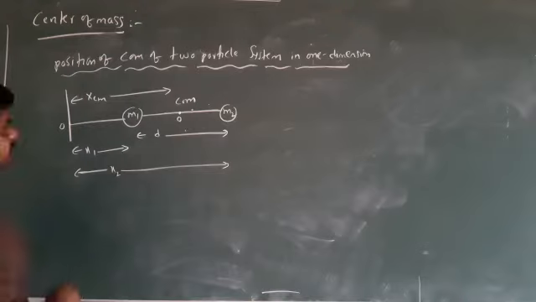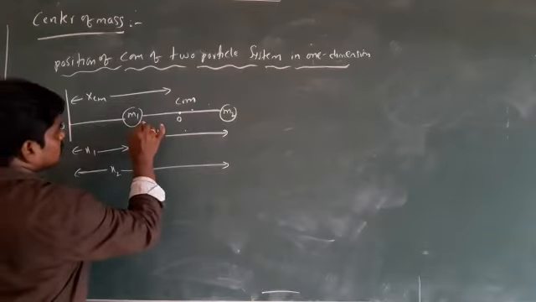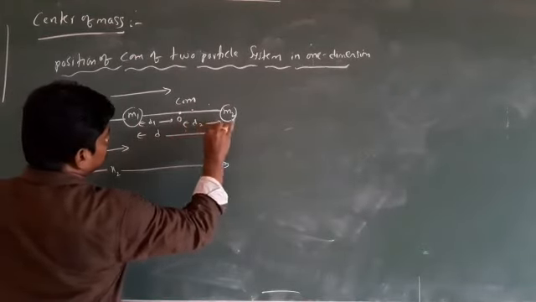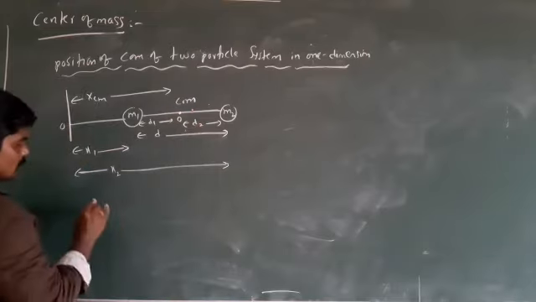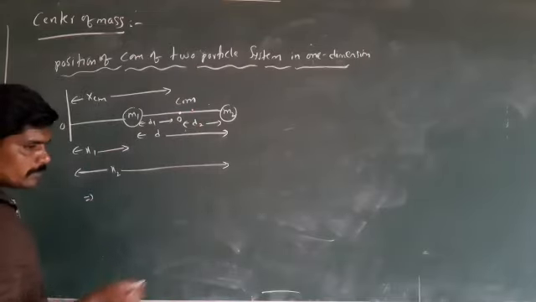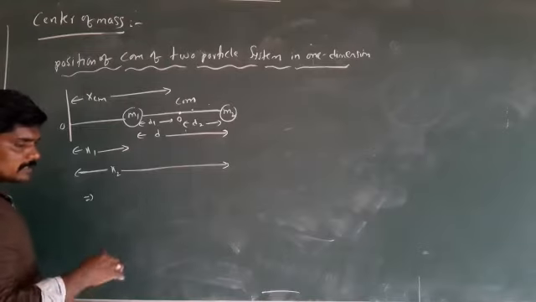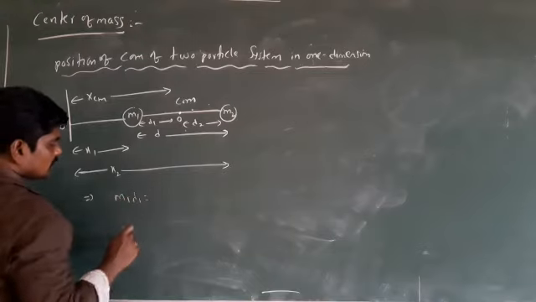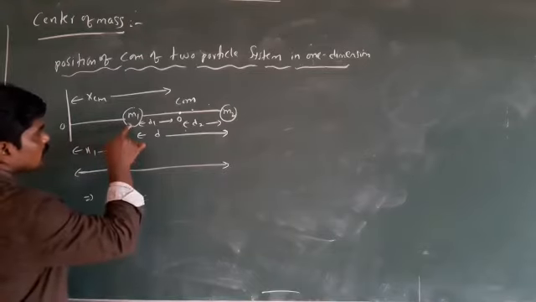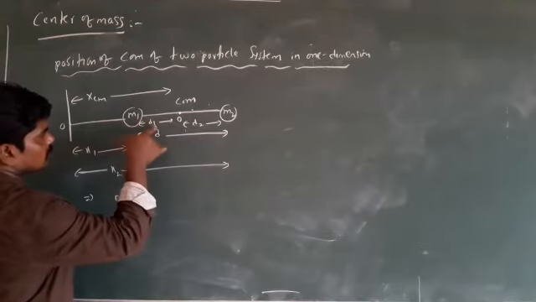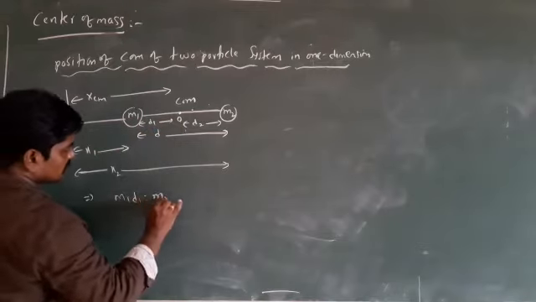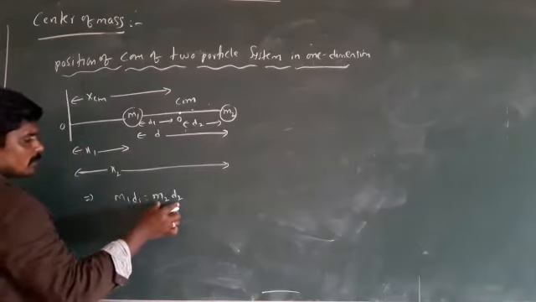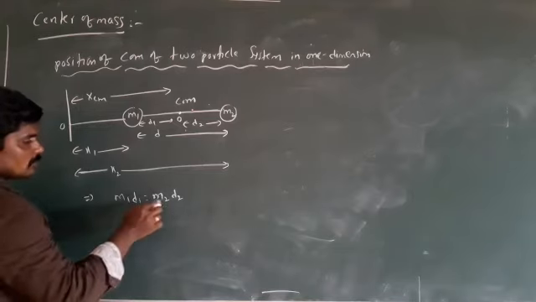Now from this we can write. Let the distance of m1 from the center of mass be d1, and the distance of m2 from the center of mass be d2. Already we told in the characteristics of center of mass, one point is there: the moment of mass about the center of mass is 0. Otherwise, m1 d1, the moment of mass of m1 about the center of mass, mass times distance, is equal to the moment of mass of the second body. This is the moment of mass of the first body, this is the moment of mass of the second body. m1 d1 is equal to m2 d2.